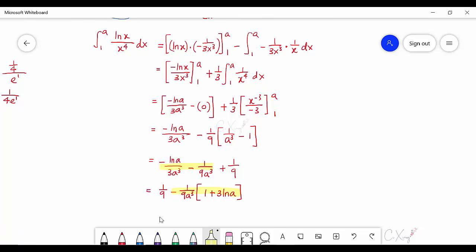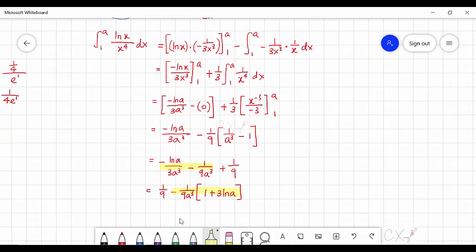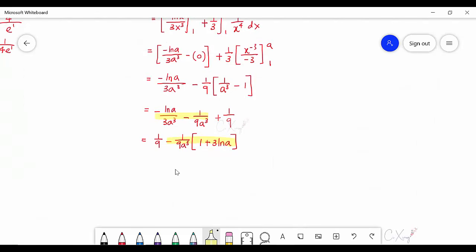Then now it's time for us to prove in what way this expression is actually smaller than 1 over 9. What you need to know here is, since a is greater than 1, this is given in the question, right? Since a is greater than 1, this part is positive, because 1 over 9a power 3 is always positive. And for this value ln a, when a is greater than 1, ln a is also always positive.